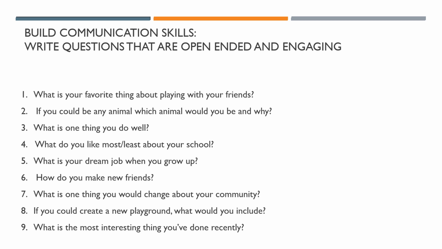So question 1 is, what is your favorite thing about playing with your friends? Question number 2, if you could be any animal, which animal would you be and why? Question number 3, what is one thing you do well? As you can see, the questions are open-ended. They allow the students to think on a personal level about how to answer the questions.